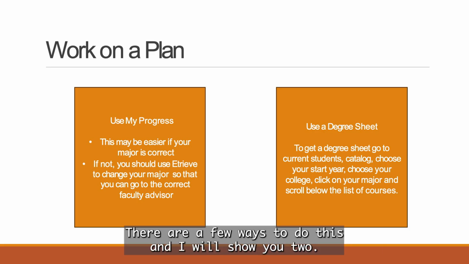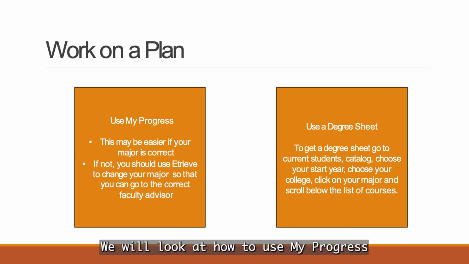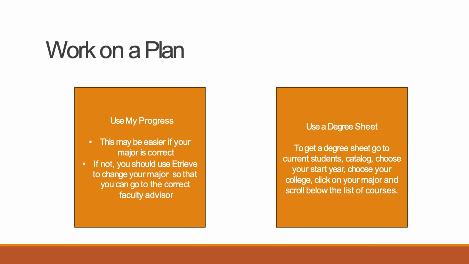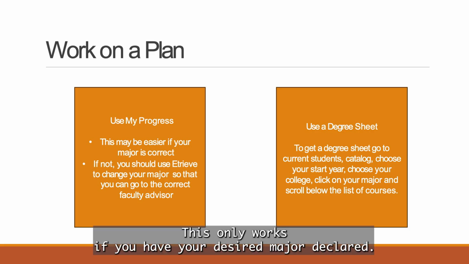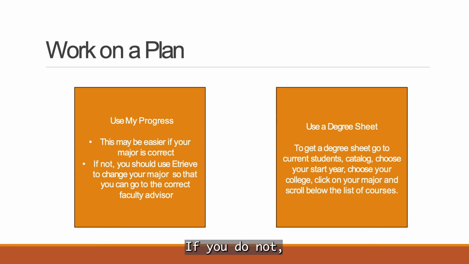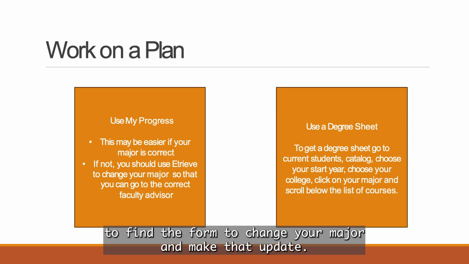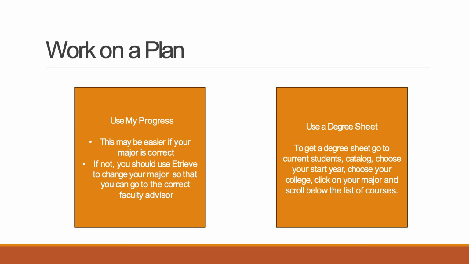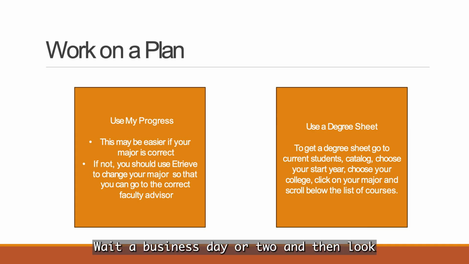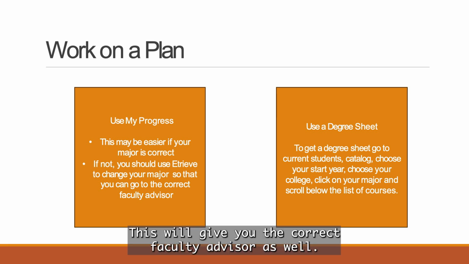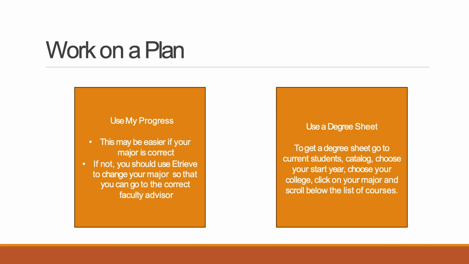There are a few ways to do this, and I will show you two. We will look at how to use My Progress to see what courses you need to complete. This only works if you have your desired major declared. If you do not, you should use eTrieve on the login page to find the form to change your major and make that update. Wait a business day or two and then look for the update in Colleague Self-Service. This will give you the correct faculty advisor as well.